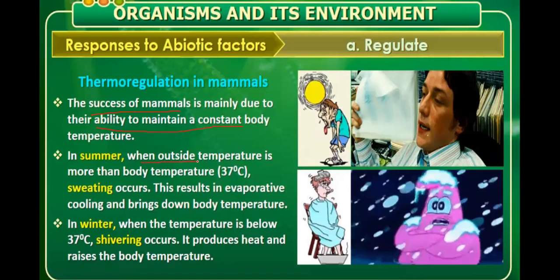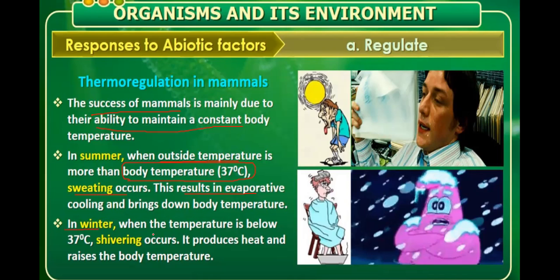In summer, when the outside temperature is more than body temperature, what is normal body temperature? 37 degrees Celsius. When the outside temperature is more than 37 degrees Celsius, sweating occurs. This results in evaporative cooling and brings down body temperature. So when there is sweating, there is evaporative cooling, and ultimately it will bring down the body temperature.